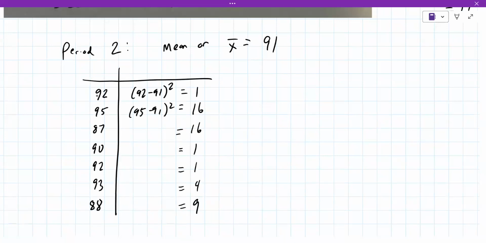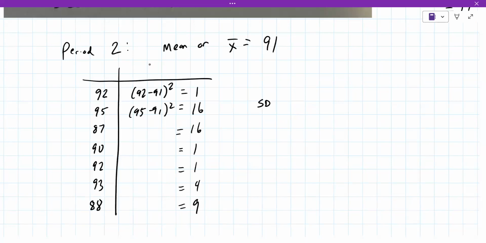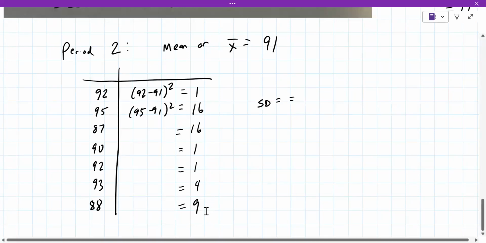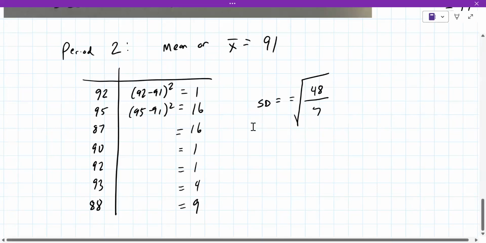4. Okay, and then you add all those up. 16 plus 16 plus 4 plus 1 plus 4 plus 9, divided by 7. And you have to take a square root of that. Yep. 2.62 around. Okay, very good.